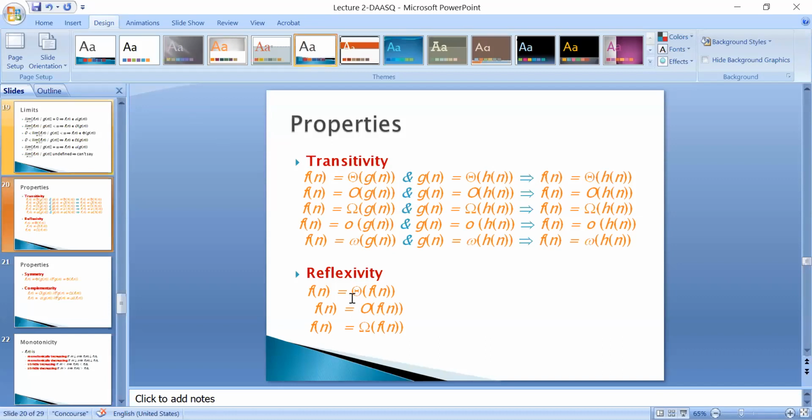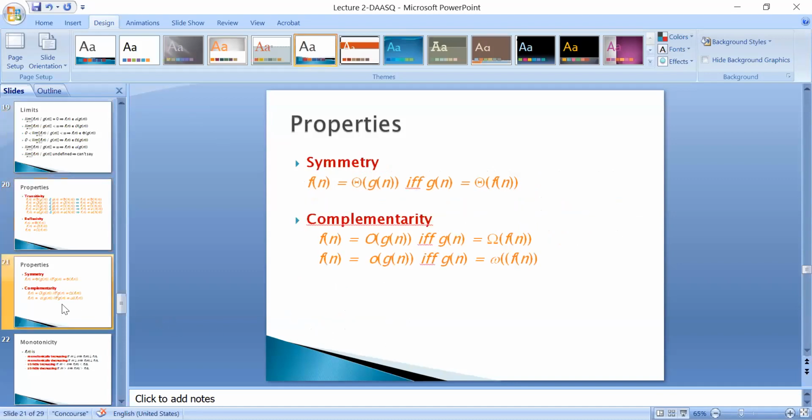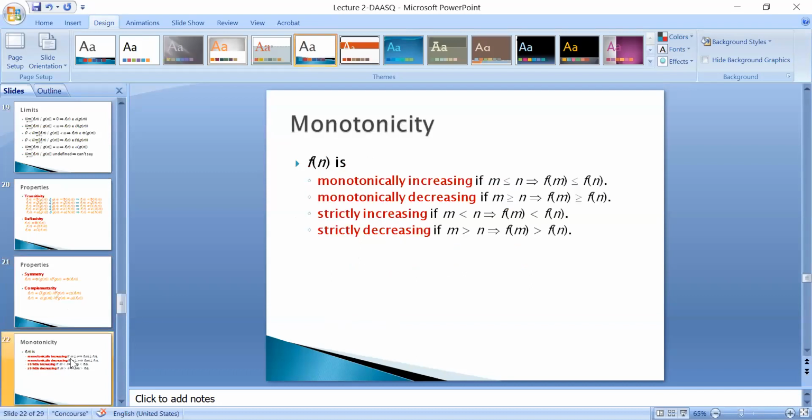Reflexivity is that a function is theta of itself, a function is omega of itself, a function is big O of itself. Then symmetry is that Fn is theta of Gn if and only if Gn is theta of Fn. Similarly, Fn is O of Gn if and only if Gn is omega of Fn. So Fn is less than or equal to Gn if Gn is greater than or equal to Fn, which makes sense, and the same applies for small o and small omega.